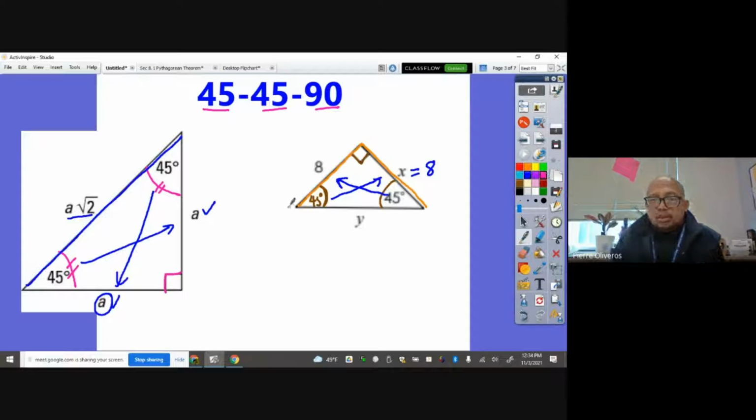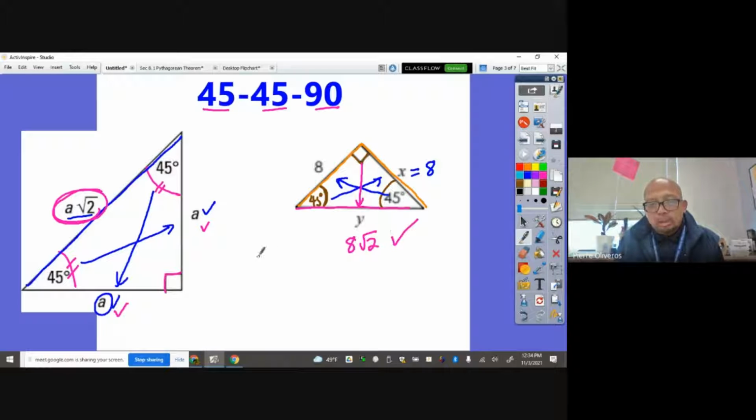Now, for us to find the side opposite the 90 degrees, again, according to the formula here, whatever the A is, you multiply it by square root of 2. So the A here is 8, so 8 square root of 2. And that's the answer. Another way to do that is to use the Pythagorean Theorem. Again, the Pythagorean Theorem doesn't work all the time based on the given information in a 45-45-90 or 30-60-90, so you still have to learn the formula.